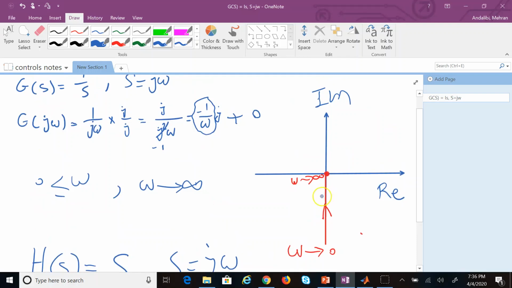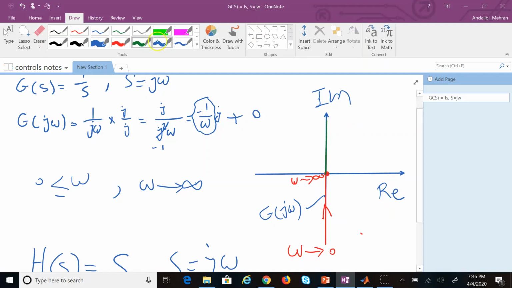So if I call this one g of j omega, then I can draw another line, maybe with a different color, and this line here, I can move it, oh, sorry, like that.